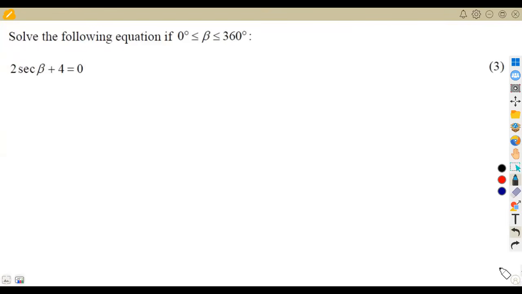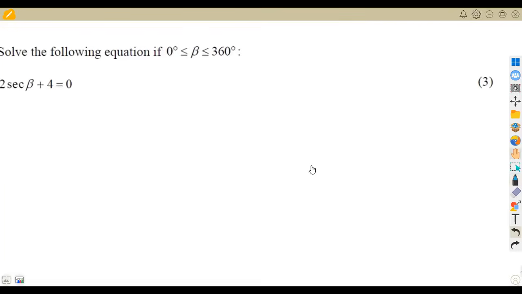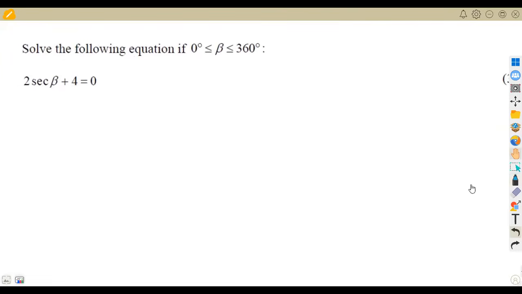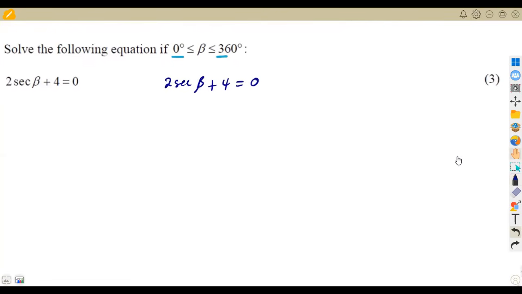All right, let us check another question. Solve the following if we are given that beta ranges from 0 to 360 degrees. We are given 2 sec beta plus 4 is equal to 0. All right, so what can we do in this case? We can simply try by all means to obtain a single trig there. It was 3 marks. All right, no problem.